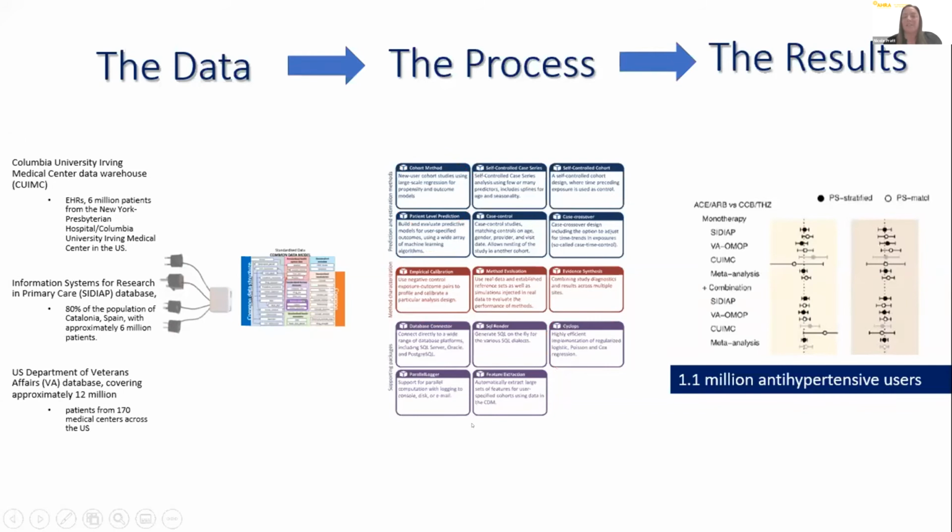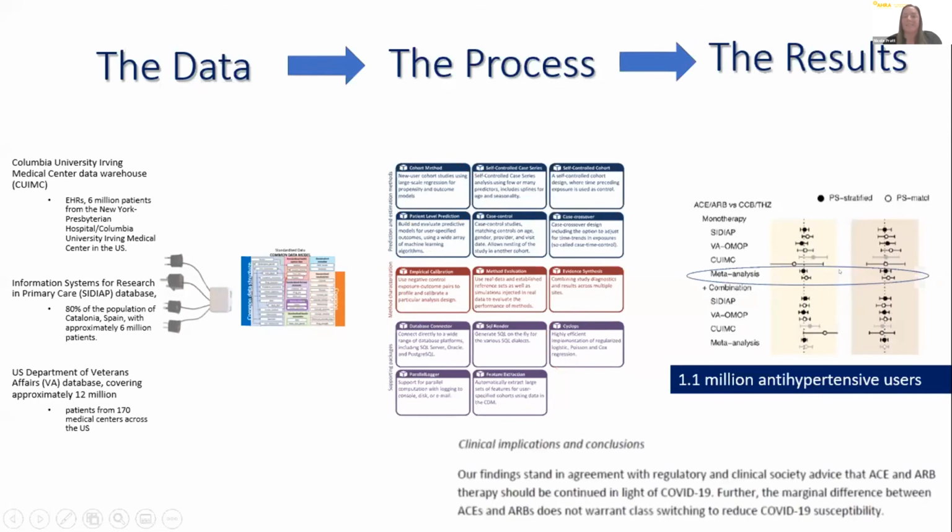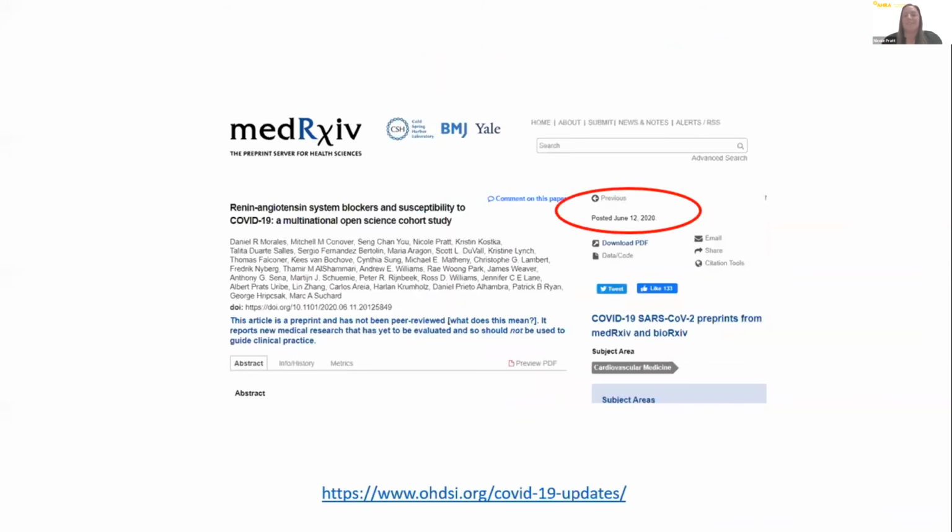And we did the analysis on 1.1 million antihypertensive users across 3 different databases, produced an estimate within each of the databases, and then did a meta-analysis. And that found actually that there was no increased risk of ACE inhibitors or ARBs in susceptibility to COVID compared to other antihypertensive medicines.